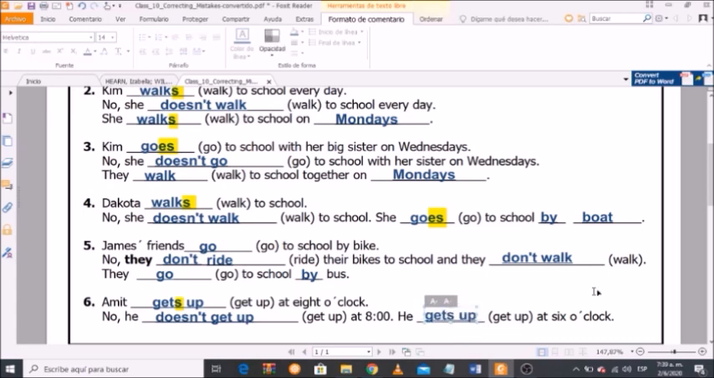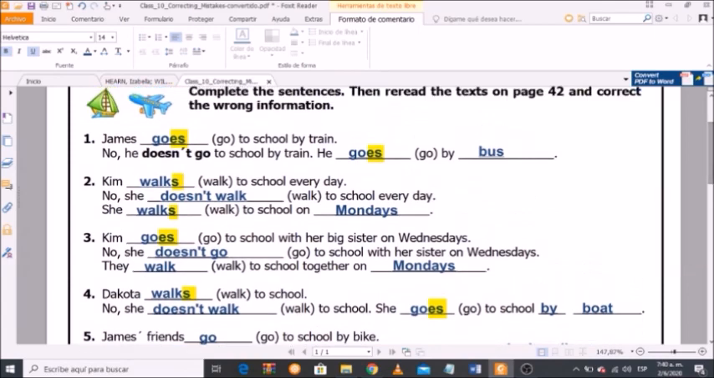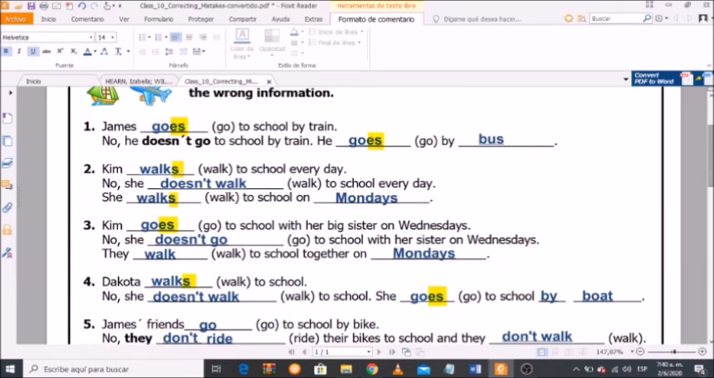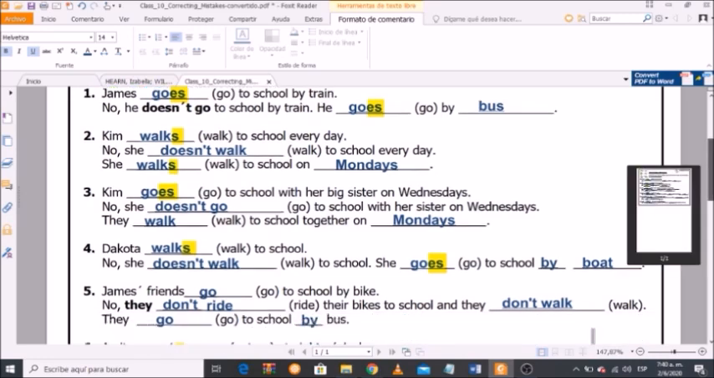So, entonces, recuerden que en algunos casos, para negar nuestras oraciones, vamos a usar la palabra don't y en otros casos la palabra doesn't. Y ahora vamos a ver cuáles son esos casos en los que tenemos que agregar don't y cuáles en los que tenemos que usar la palabra doesn't. Okay? So, remember that if you have any questions, please ask your teacher in the chat. Okay?